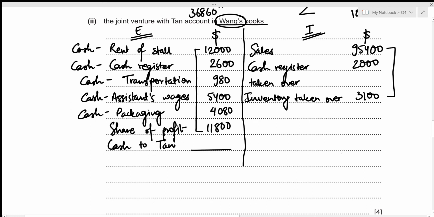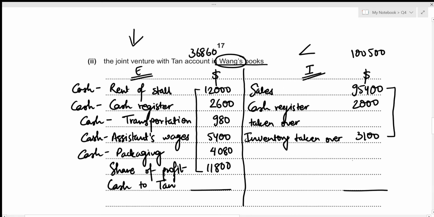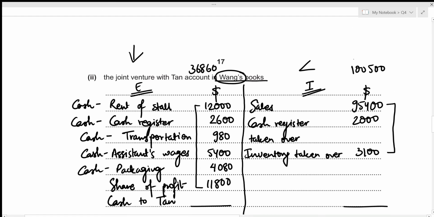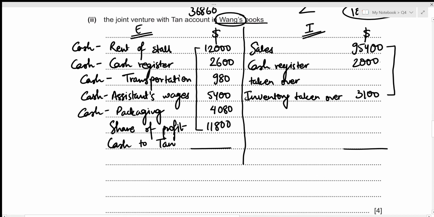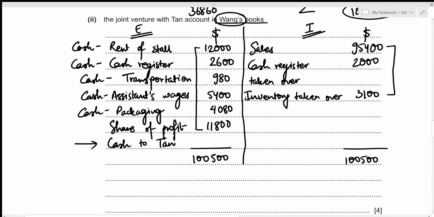Okay, now in order to figure out the balancing figure, we require our total amount first, which is going to be the balance on the heavier side, which we just figured out to be 100,500. Let's write it down. That must be the same case for debit side as well. So that's 100,500. Now, as I said before, cash to Tan acts as a balancing figure.